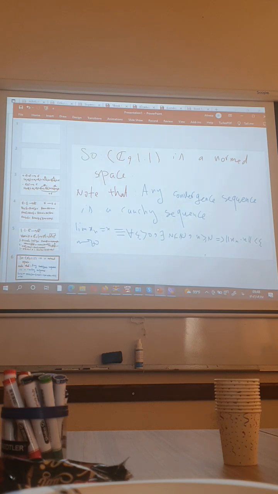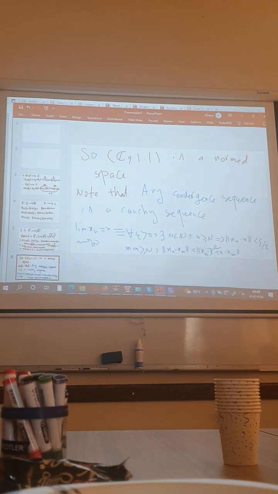It is very trivial. If you consider m and n greater than or equal to N, and we can consider this epsilon divided by 2, what is the norm of xn minus xm? We can write this as xn minus x plus x minus xm. These two are the same because this equals 0.